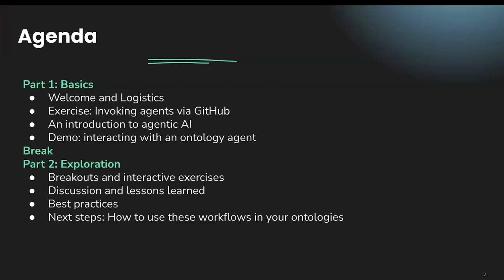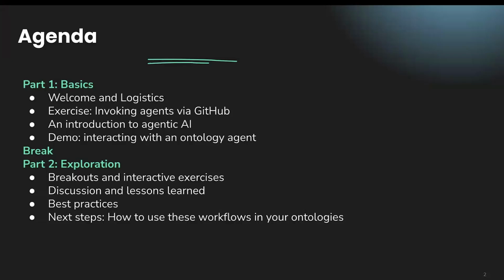For the first half, we're going to be covering some basics. We'll do a little bit of logistics in a moment and help make sure we're all set up correctly. Some of this is going to be interactive. There are little exercises that you can do along the way. Some of these will involve making issues on GitHub trackers and interacting with our ontology agents via GitHub.